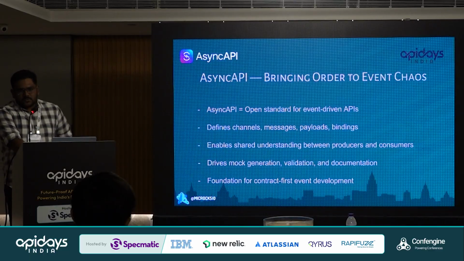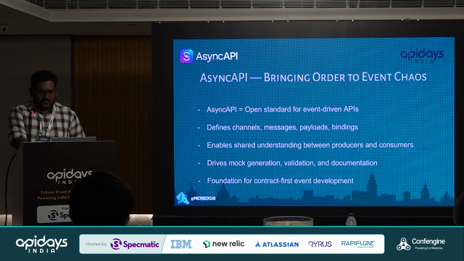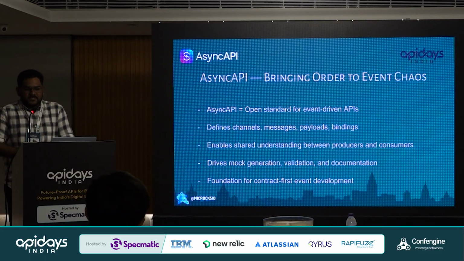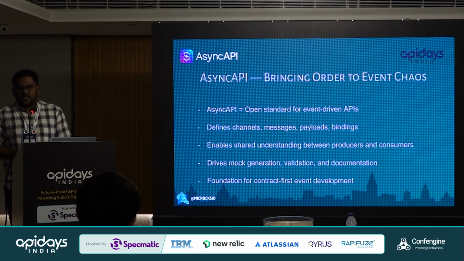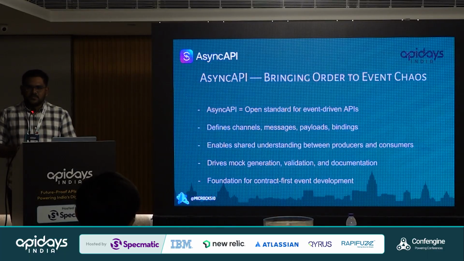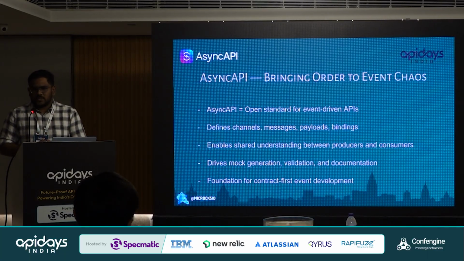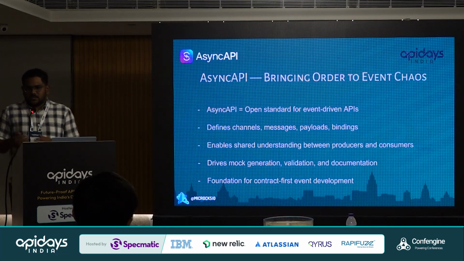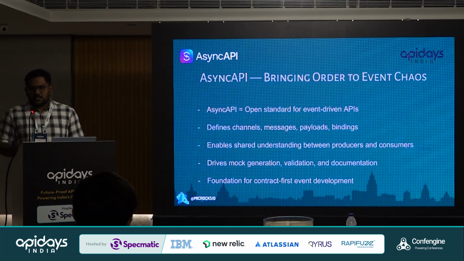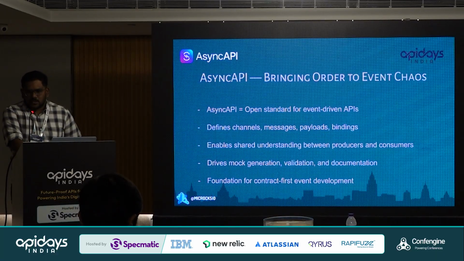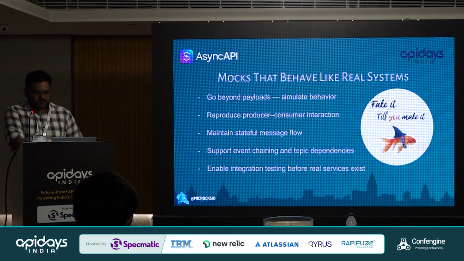Now, for the solution, there is AsyncAPI. AsyncAPI brings order to the event chaos. AsyncAPI is basically an open standard for defining your event-driven schemas. You can define your messages, your channels, your bindings, and it works as your contract for event-driven APIs. Then it can be shared between teams. This is the foundation of the contract-based approach for async APIs.